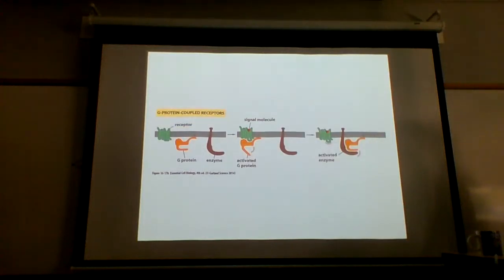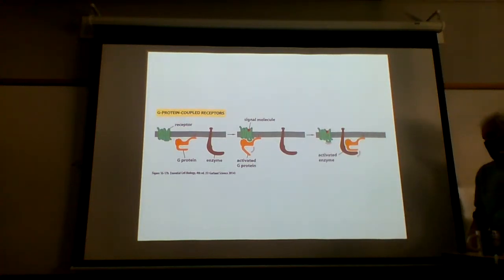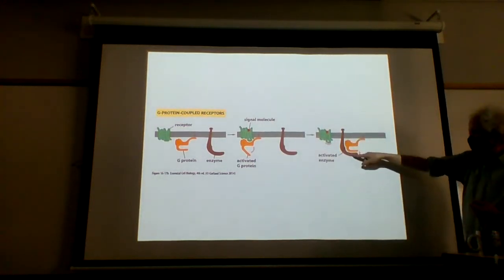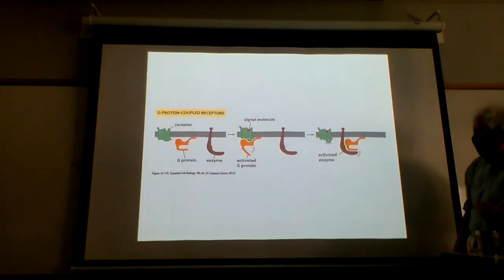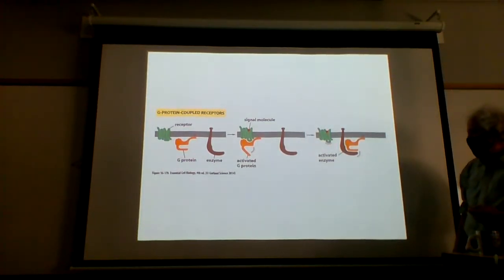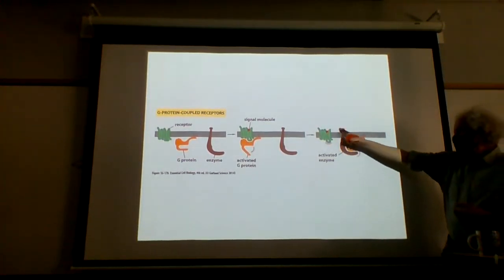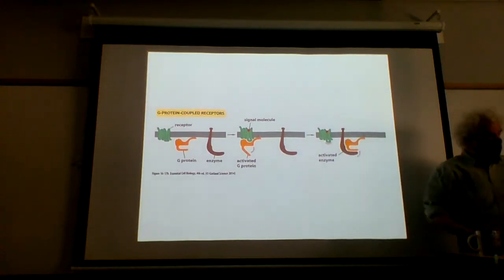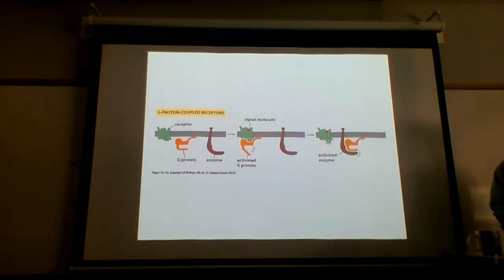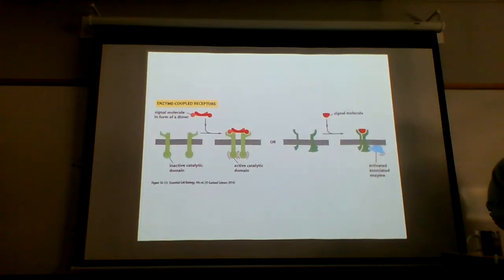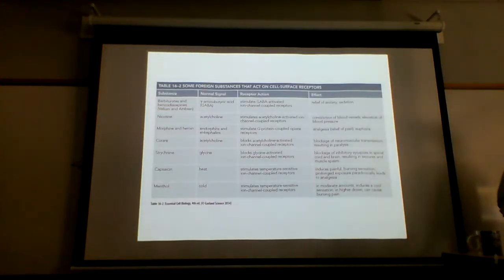And with the G protein coupled receptors, the G protein is activated, and then in turn is going to interact with this effector that we kind of generically talk about. The adenylyl cyclases or the phospholipases.